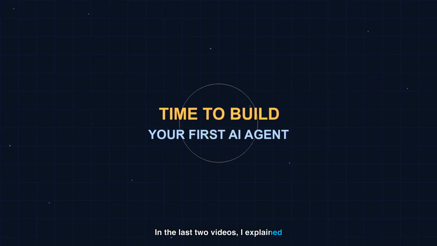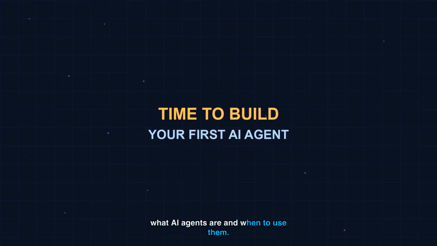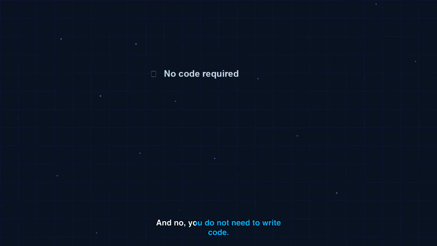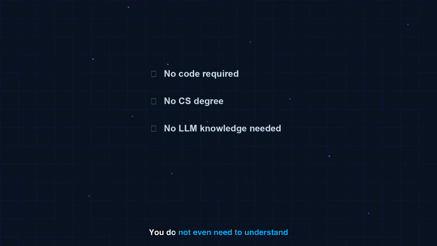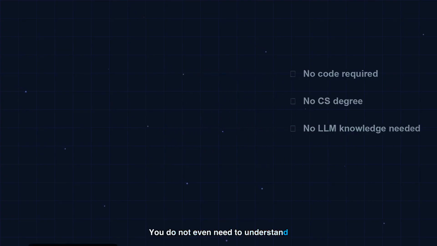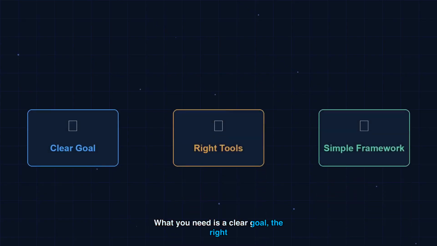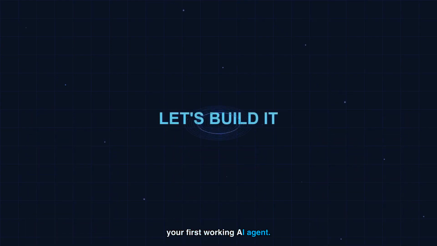In the last two videos, I explained what AI agents are and when to use them. Now it is time to actually build one. And no, you do not need to write code. You do not need a computer science degree. You do not even need to understand how large language models work under the hood. What you need is a clear goal, the right tools, and a simple framework. By the end of this video, you will have your first working AI agent.